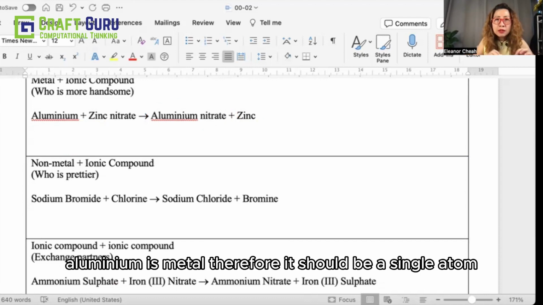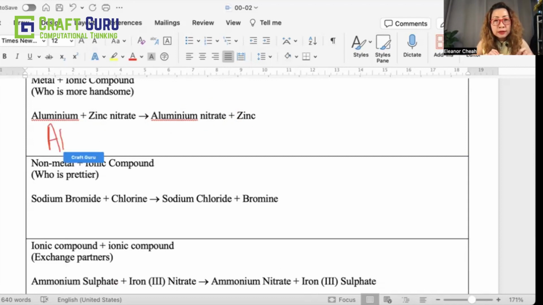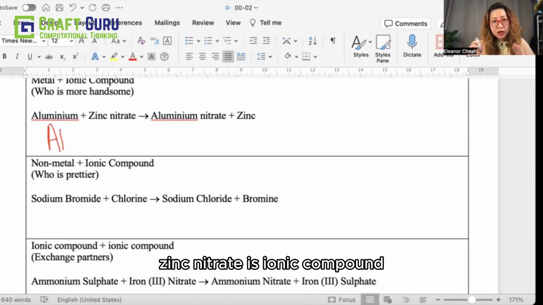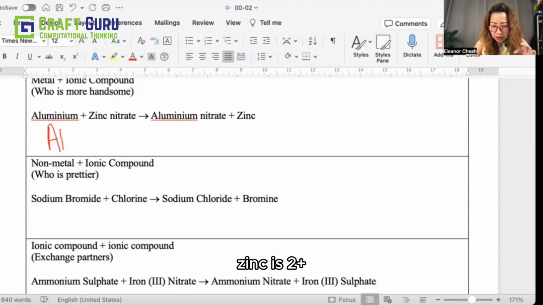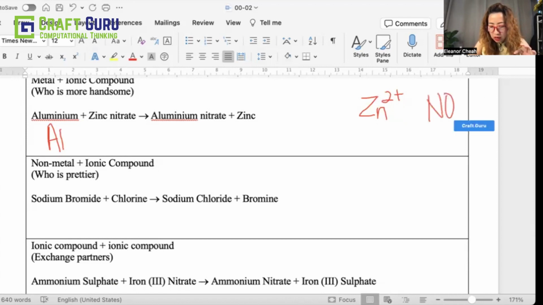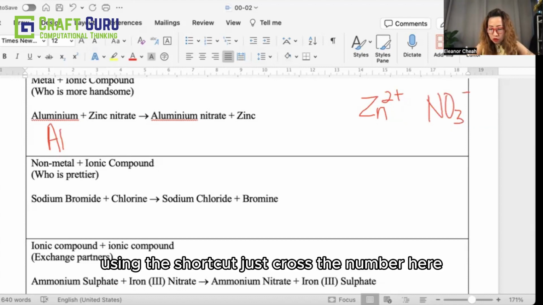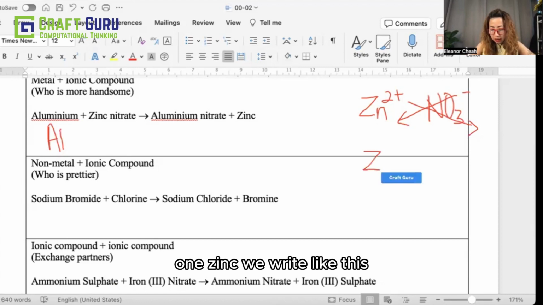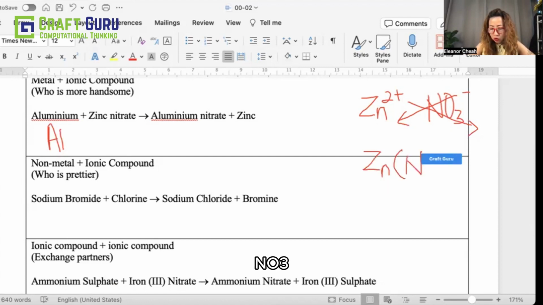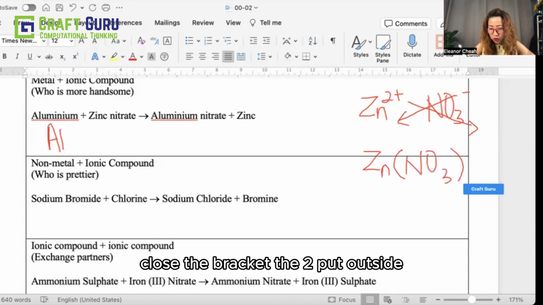Aluminium is metal, therefore it should be a single atom, Al. Zinc nitrate is an ionic compound. You can write their charge temporarily. Zinc is 2+, nitrate is NO3, 1 negative. Using the shortcut, just cross the number here, meaning we need 2 nitrate, 1 zinc. We write like this: Zn, bracket NO3, close the bracket, the 2 put outside.